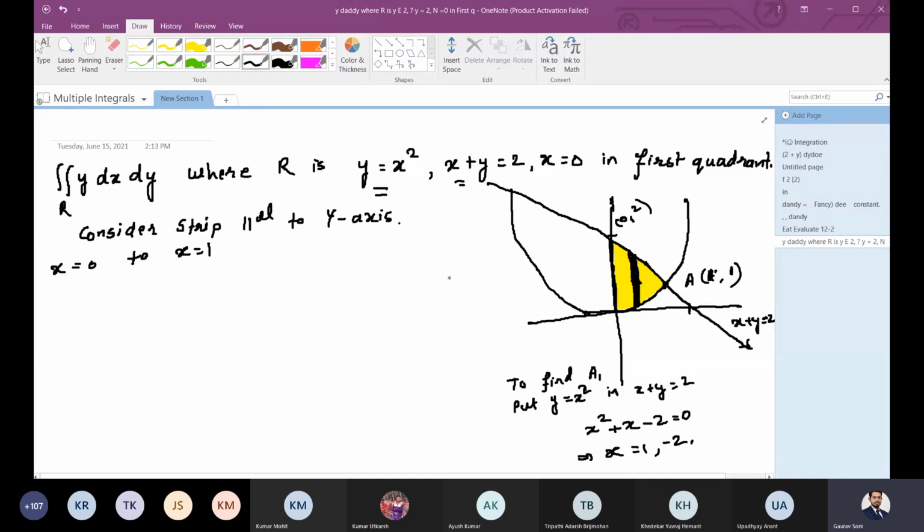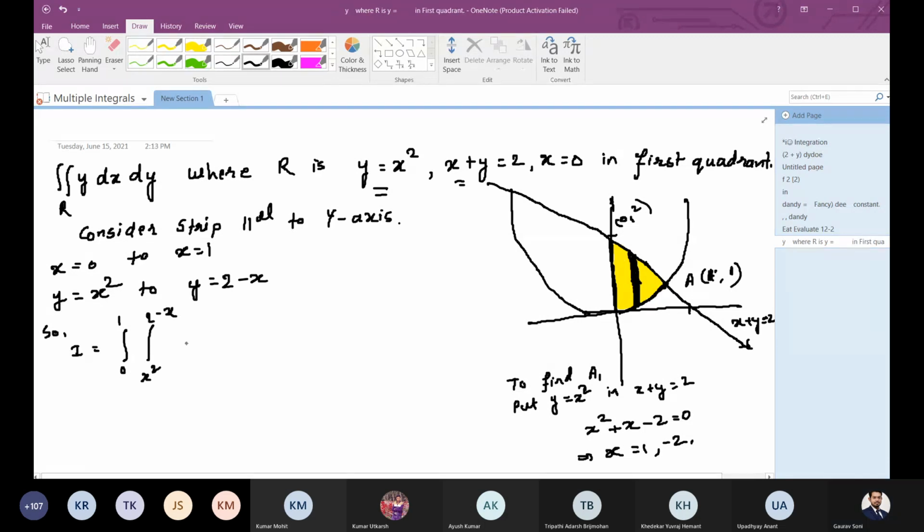The farthermost point on x, that is what you need to see. So for y, we look at the lower limit of your strip. The lower limit of your strip is this parabola, so on the parabola the value of y is x square. The upper limit of your strip is on this line, and on this line the value of y is 2 minus x. I hope this is clear. So I is equal to the integral from 0 to 1, x square to 2 minus x, dy.